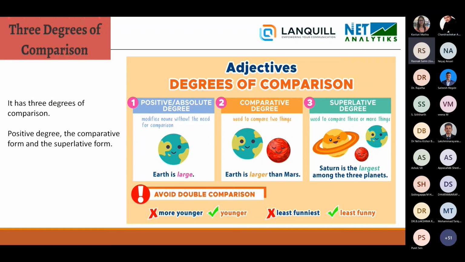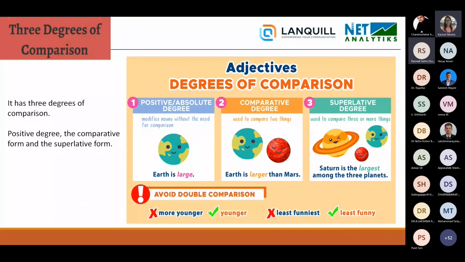If I write the same sentence, that Saturn is largest among all the planets, the same sentence goes wrong, because you have missed out on this article, the. Please continue, you are about to say something.